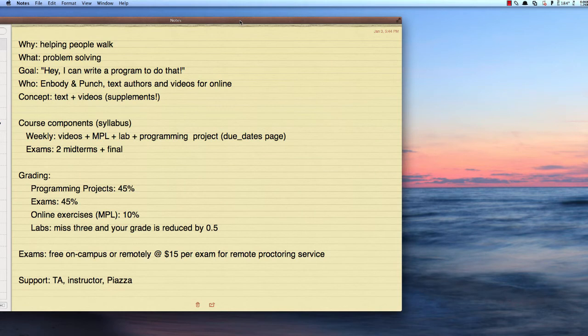So what's this all about? Well, the course is really about problem solving using a computer. And our goal of this course is when you get to the end and you get some problem put in front of you, we'd like you to be able to say, hey, I could write a program to do that. So that's what our goal is.